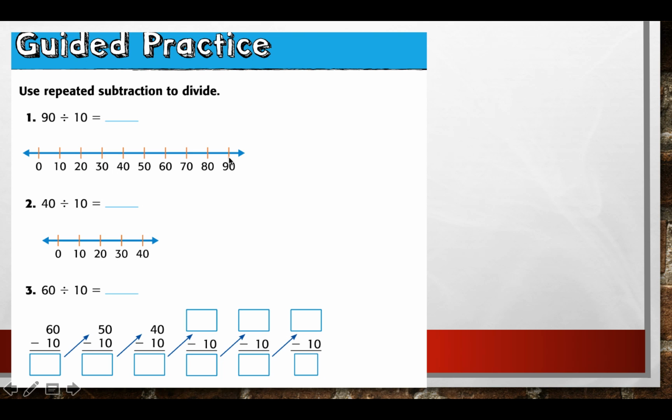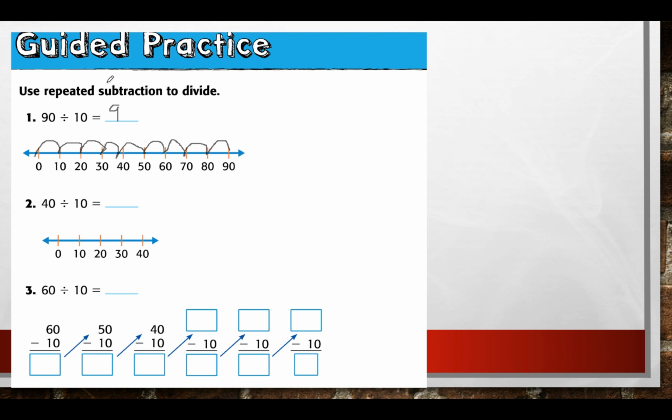So you would start at 90. And if it says divided by 10, that means you go back by 10, and then you look to see how many times you went back by 10 to get to 0. So that would be 1 time, 2, 3, 4, 5, 6, 7, 8, 9. So that means that the answer is 9. So 90 divided by 10 equals 9.